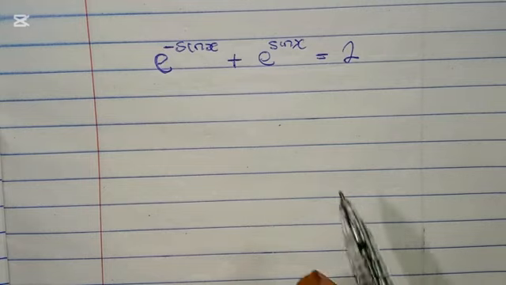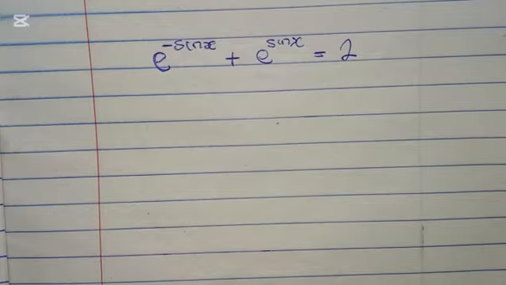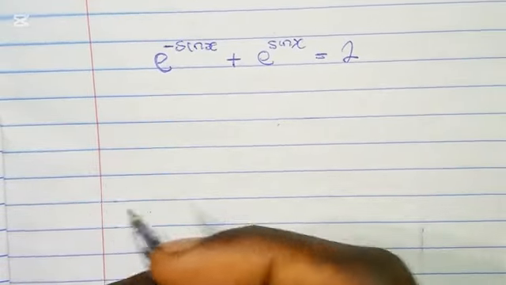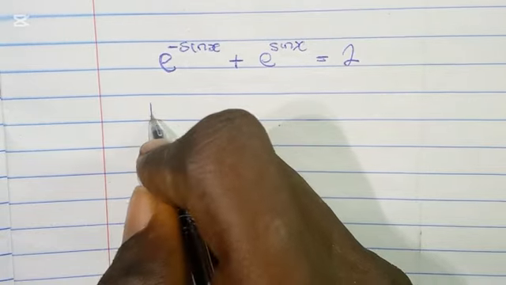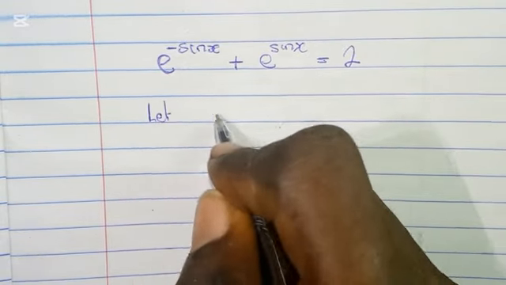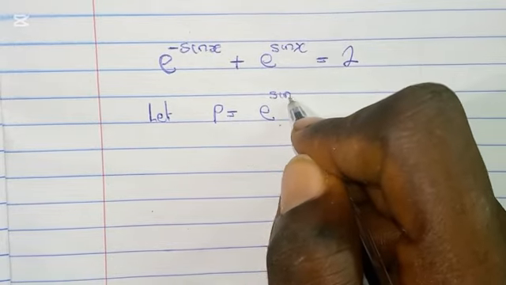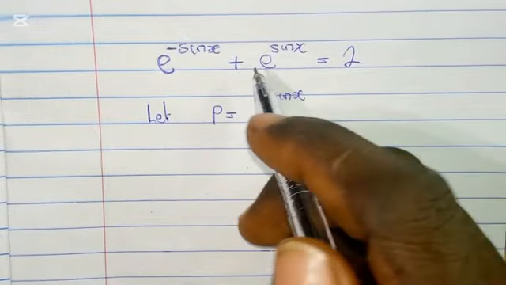So we are given this nice equation to solve. Let's find the value of x. Firstly, to be able to simplify this in a nicer and more understandable way, let p equal e raised to the power sine x, since e raised to the power sine x is common in both.